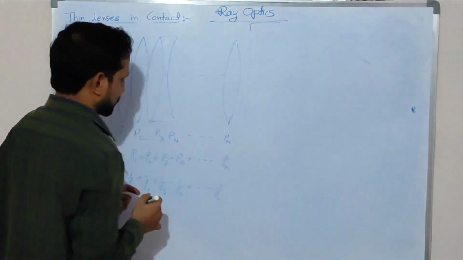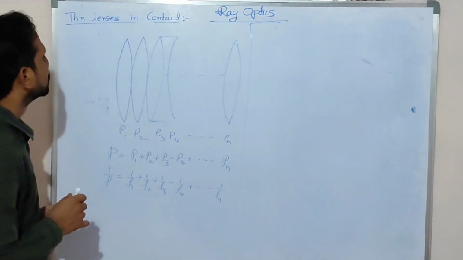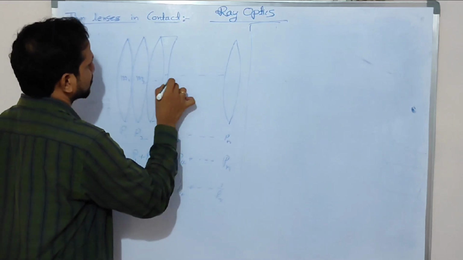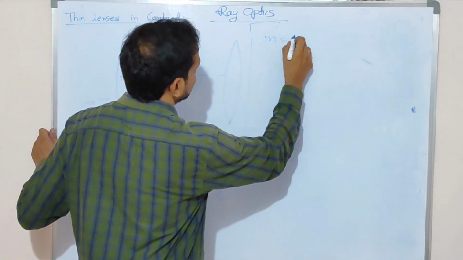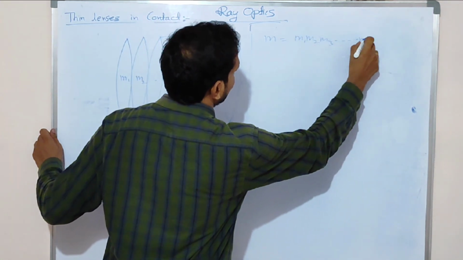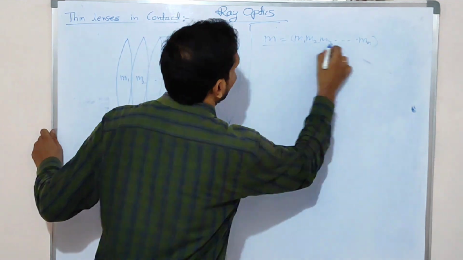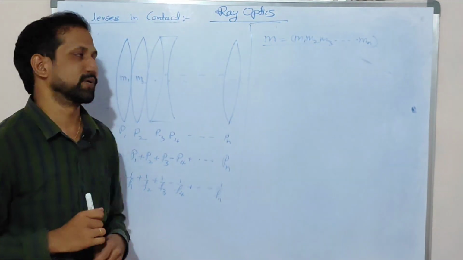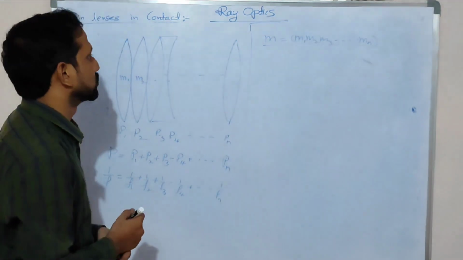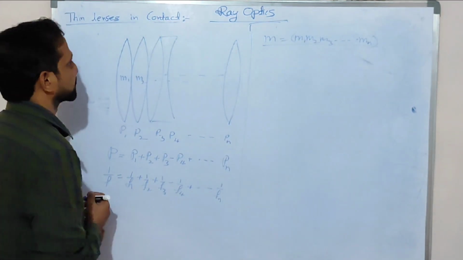And for overall magnification, the magnification due to the first lens is going to be m1, for example, due to the second m2, and so on. Then the overall magnification is m1 into m2 into m3 and so on up to mn. You have to multiply the magnification of each lens with each other, so that you will get the final magnification.